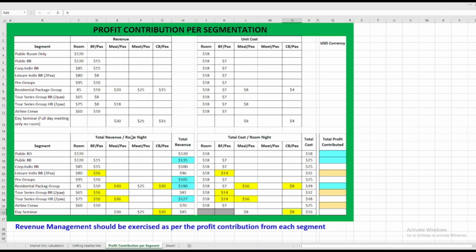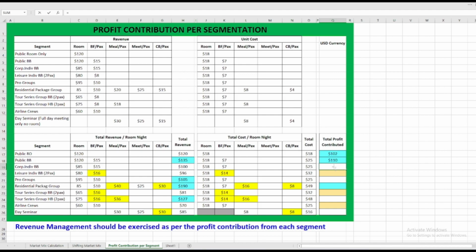Okay, so after we do revenue and cost, now let's see what the profit contribution is. In order to calculate profit contribution, we take revenue minus cost, which means profit. So let's see, total revenue and deduct cost, so this is profit. Same as public bed and breakfast, total revenue 135, we take out the total cost, so we make profit of 110.